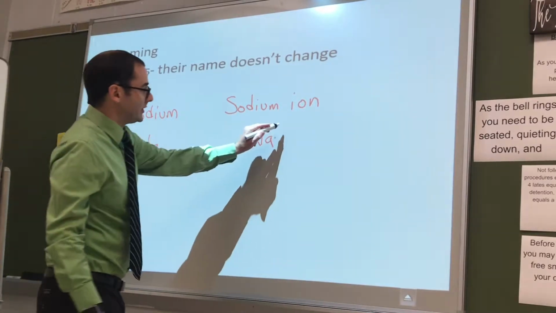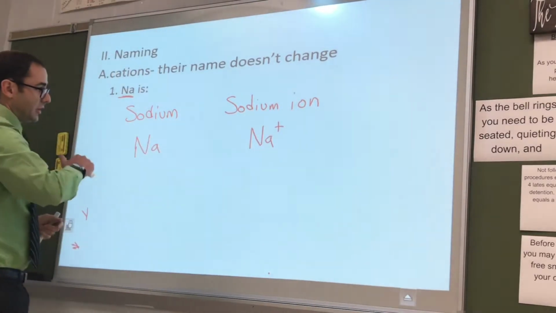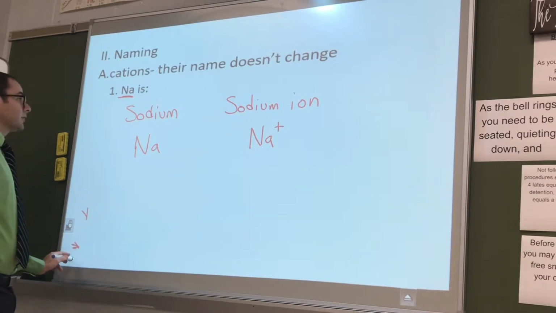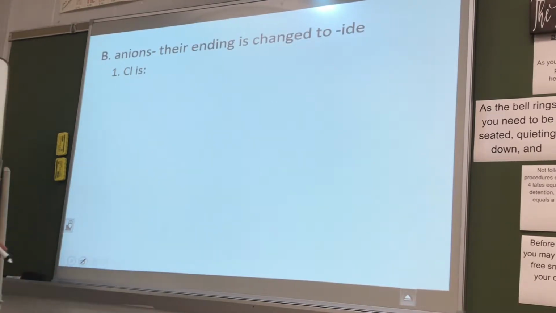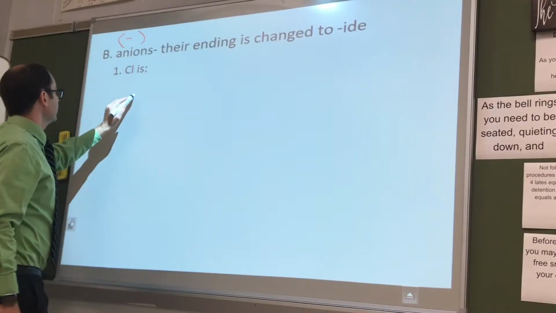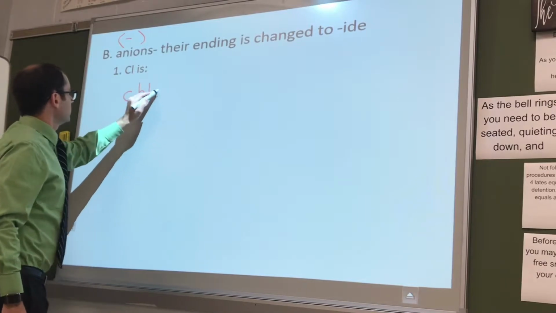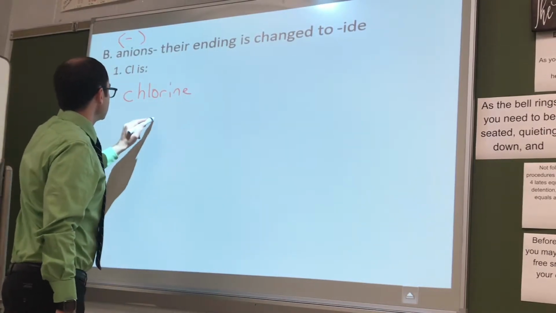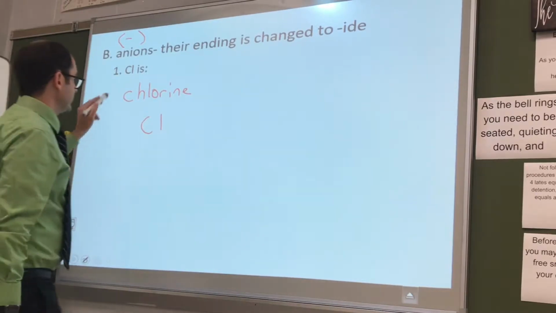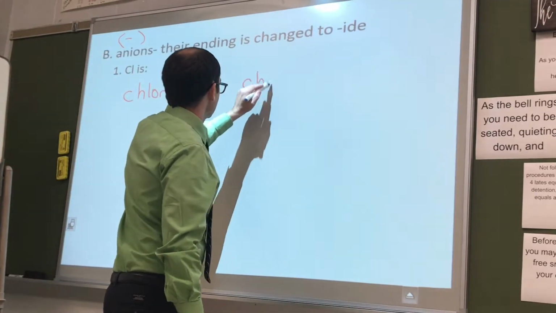Once you check that periodic table, then you know it becomes plus 1. And the next one is the anions. Anions are negatively charged. So chlorine is Cl, and it says their ending is changed to -ide. So instead of chlorine, it's going to be chloride.